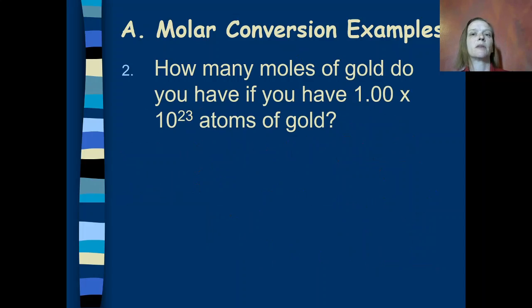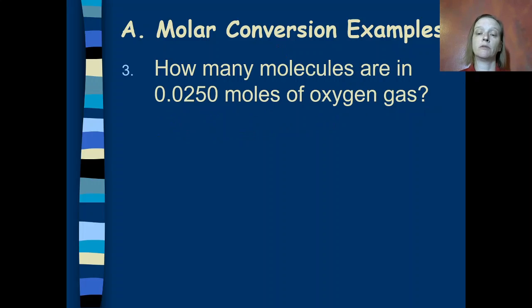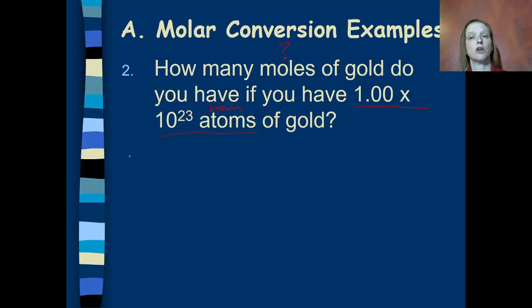Let's do another example. How many moles of gold do you have? How many moles? That's my unknown. If you have 1.00 times 10 to the 23rd atoms of gold, this is my known. So, step 1, I've identified my known and my unknown. So I'm going to write 1.00 times 10 to the 23rd atoms of gold, Au, and I'm trying to solve for moles of gold.